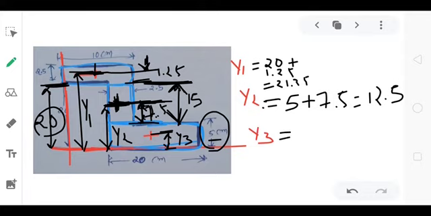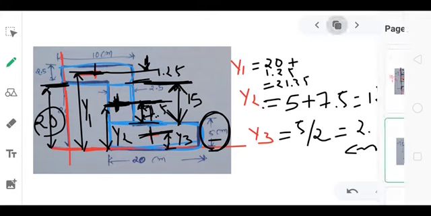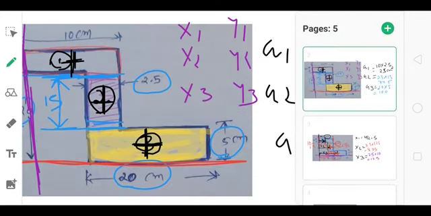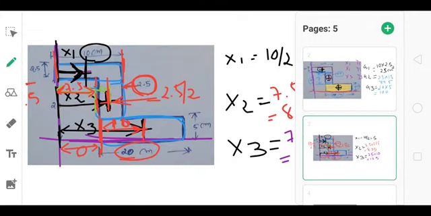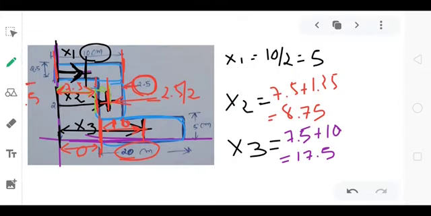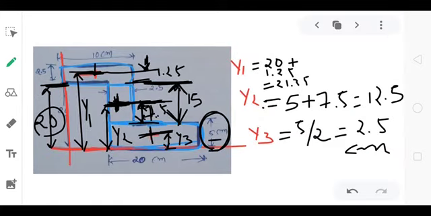y3 we get very easily. y3 is very easy as this height is 5 and this center point will be at 5/2. The total height is 5, so y3 is at half of 5, so 2.5 cm. Now in the first slide we calculated areas A1, A2, A3. In the second slide we found x1, x2 and x3. In the third slide we found y1, y2, y3.